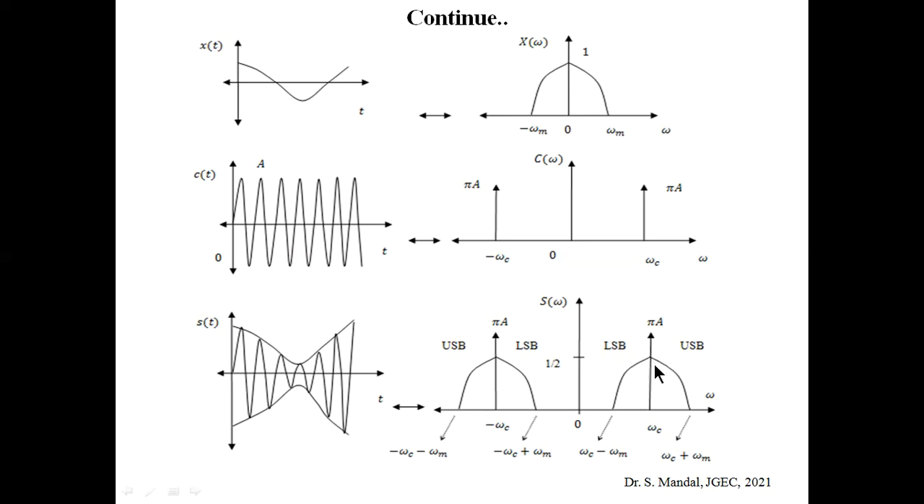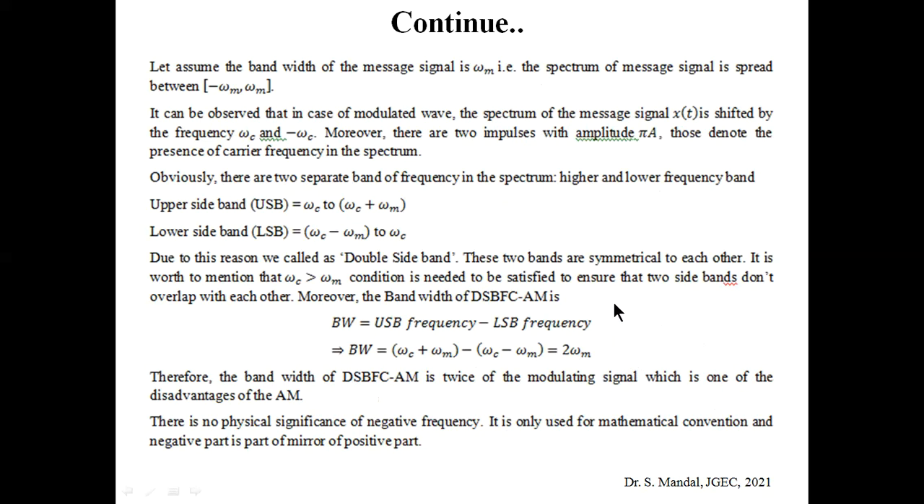Okay, so as there are two sidebands, upper and lower, or high frequency and lower frequency, that's why we use the term double sideband. So now you can understand the significance of the term double sideband. Because these two sidebands are symmetric to each other, it is worth mentioning that omega c greater than omega m, this condition should be followed.